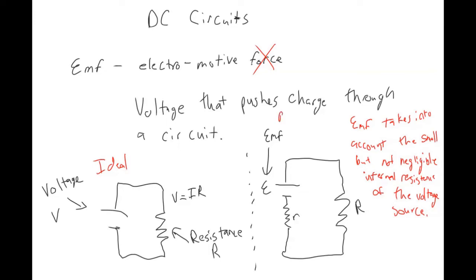And this is the real world. Okay. So how do we deal with this? If we look at the circuit diagram, let's say the EMF of the battery is 10 volts. This resistance is 20 ohms. And this resistance is 1 ohm.